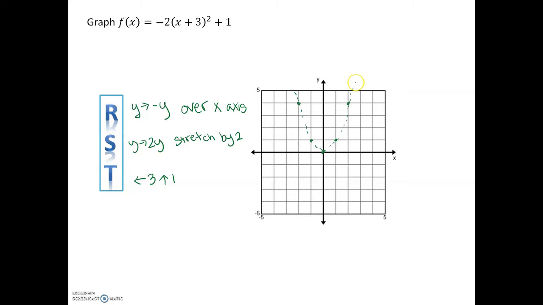But I am going to label it. This is graph number 1. That's my parent. That's where I start. Now our first type of transformation is a reflection, so I'm going to do that next.